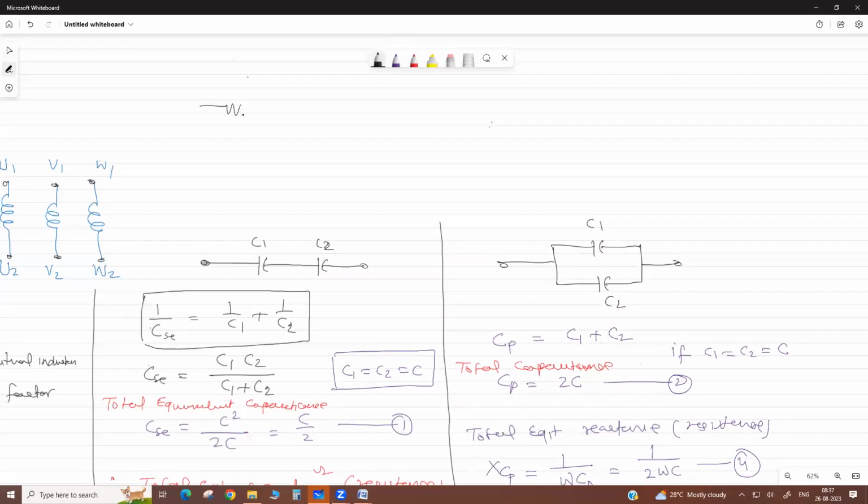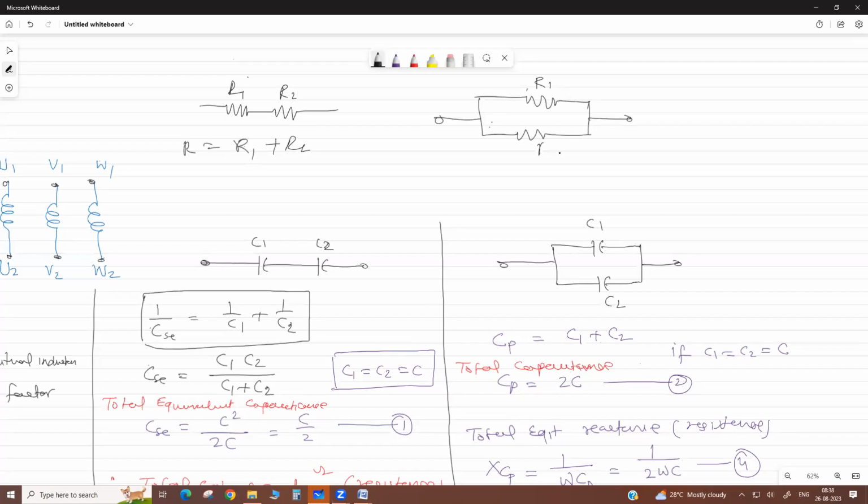Look, remember for resistance: when two resistances are in series, the total equivalent resistance is R1 plus R2. But if two resistances are in parallel, R1 R2, then what is the total equivalent resistance? We calculate it like this. This formula you know? Hello?